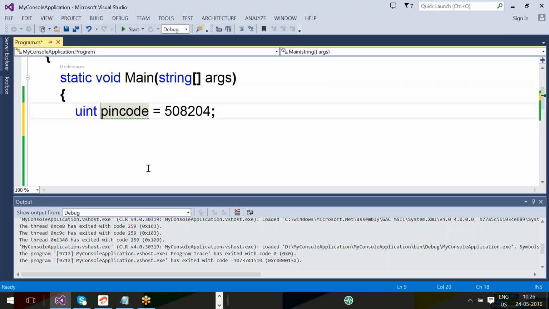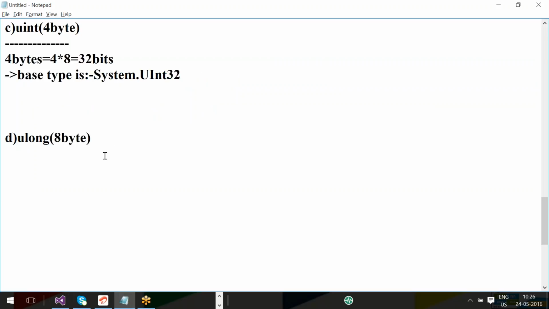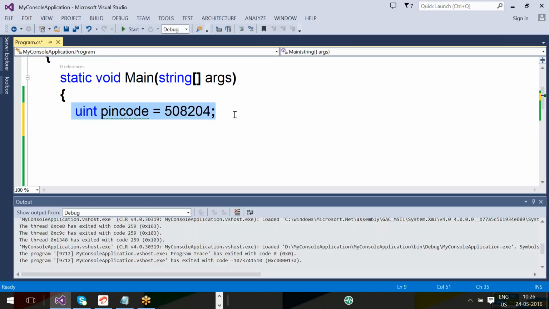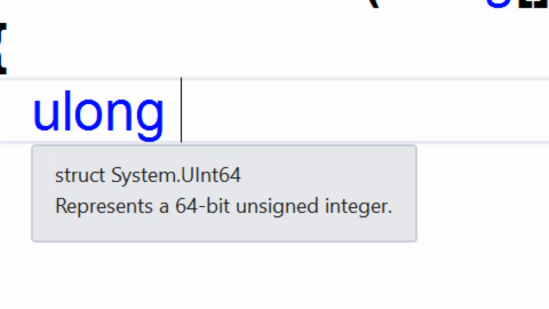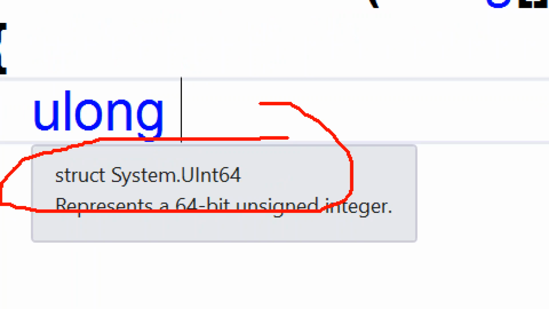Now like that, any more, train numbers and so on, you check that. Now next, the fourth data type is called ulong. Ulong means predefined size 8 bytes, 8 into 8, 64 bits. The base type of ulong you can guess also. Ulong base type is System.UInt64.